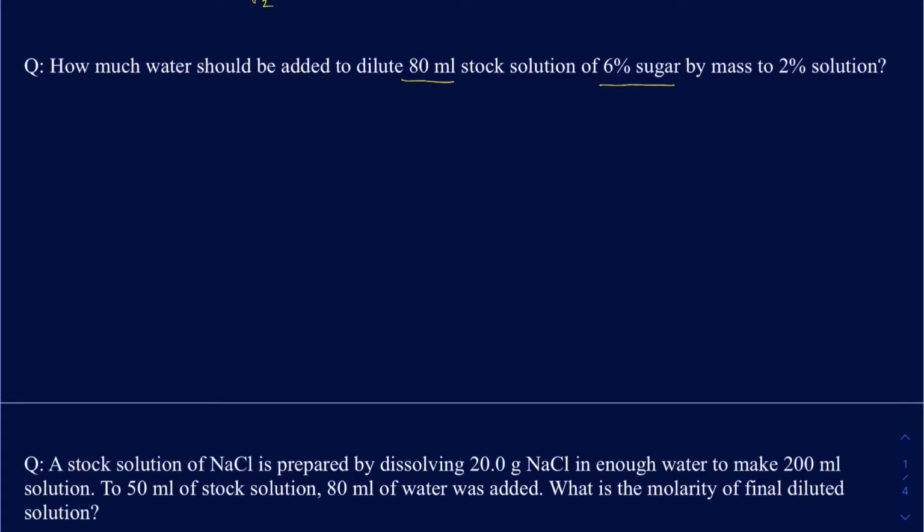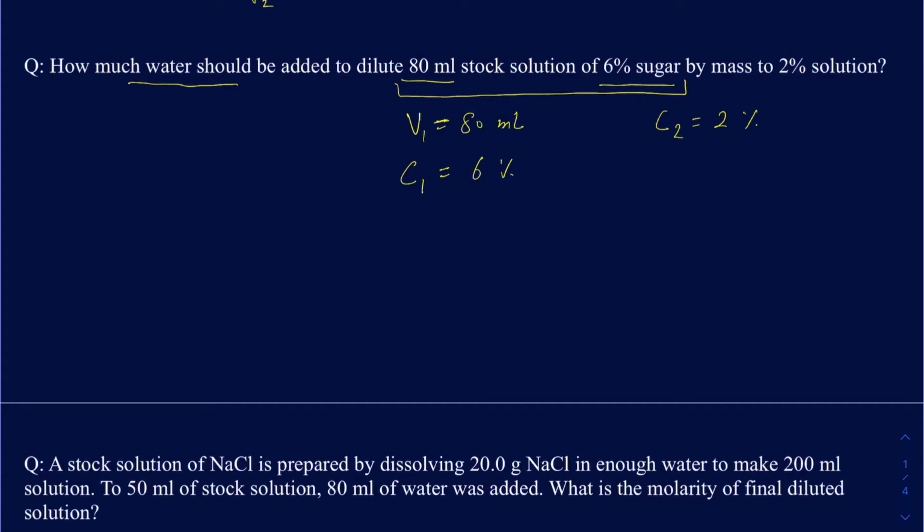We know the information about the stock solution here, so we got V1 to be 80 milliliters, and the concentration C1 to be 6%. We need to reduce this to 2%, so your C2 needs to be 2%. The question is asking how much water should be added, so you have to be really careful with the wording of the question.